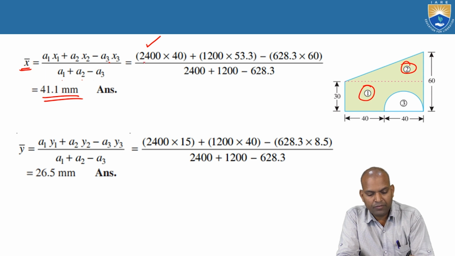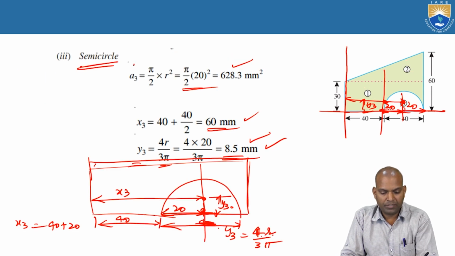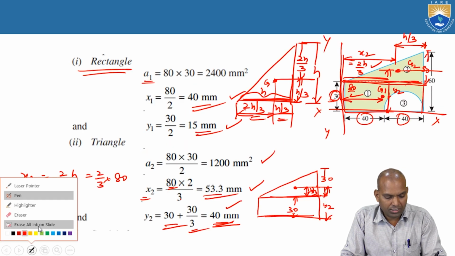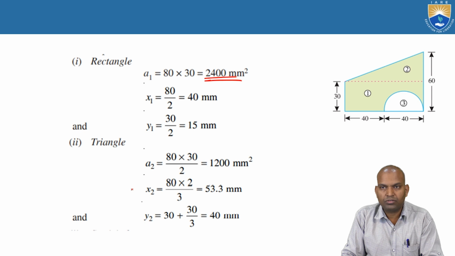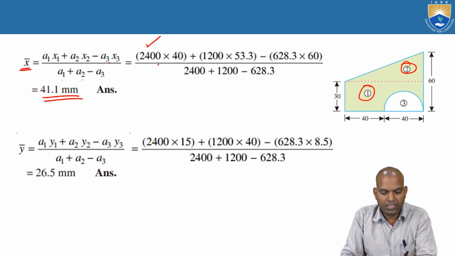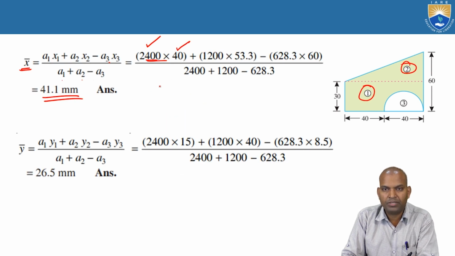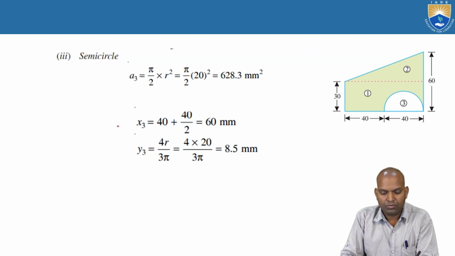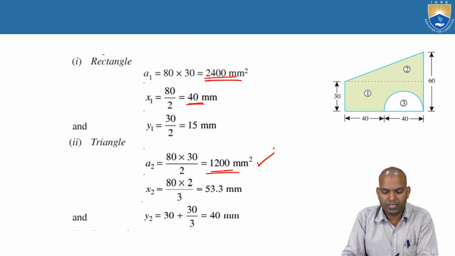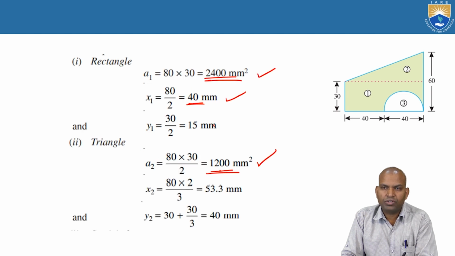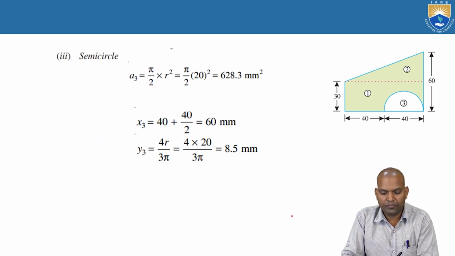What is here? A1 is 2400 millimeters. You understand better here. What is A1? 2400. Substitute here 2400. What about x1? The x1 is 40 millimeters. Substitute here x1 40 millimeters. What about A2? The A2 is 1200 millimeters. Substitute here 1200. What is x2? x2 is how much? 53.3 millimeters.